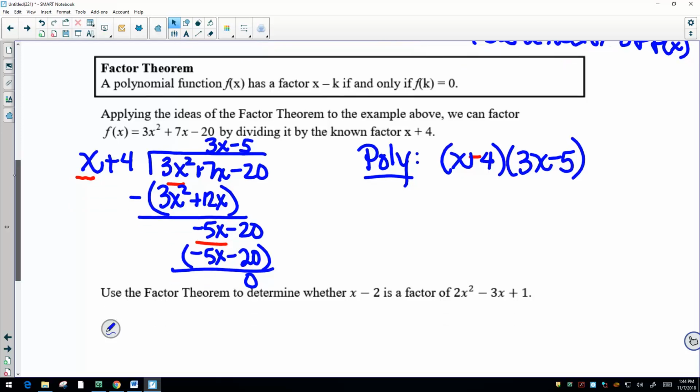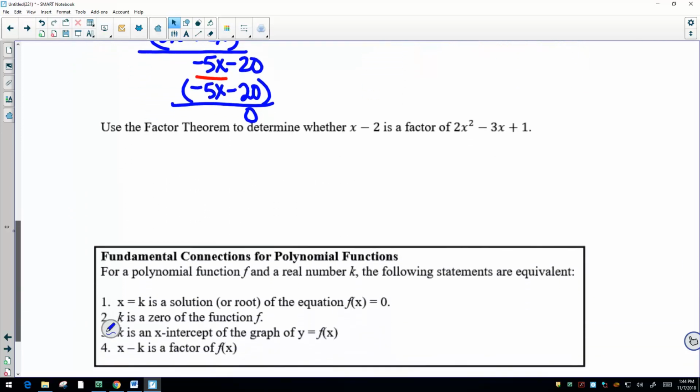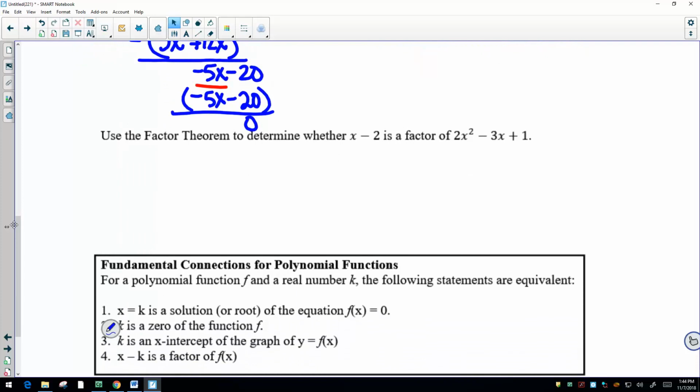Okay, so we're going to try down here. It says use the factor theorem to determine whether x minus 2 is a factor. Okay, so we're going to start just like we did with the remainder theorem. Take that x minus 2, set it equal to 0, and solve for x. So we now know x is 2. That's going to be that k value that you plug in.